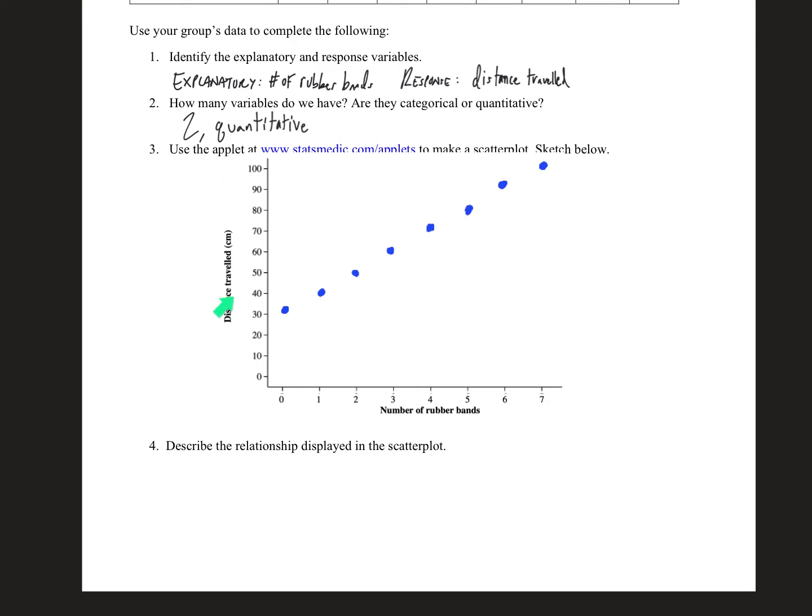Just use your data. On the vertical axis should be the distance traveled, since that's our response variable, more like our dependent variable. And then, of course, on the horizontal axis should be the number of rubber bands, since that's the explanatory variable. That should be typical, the way you should always see it as far as where those go. And so we want to describe this relationship here.